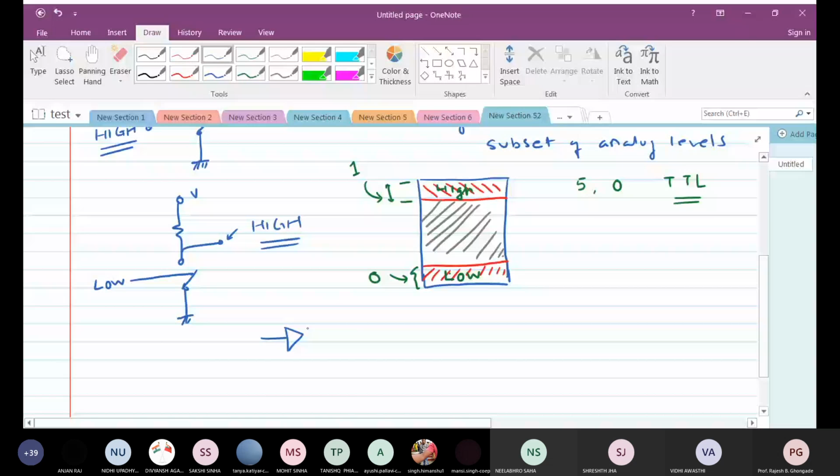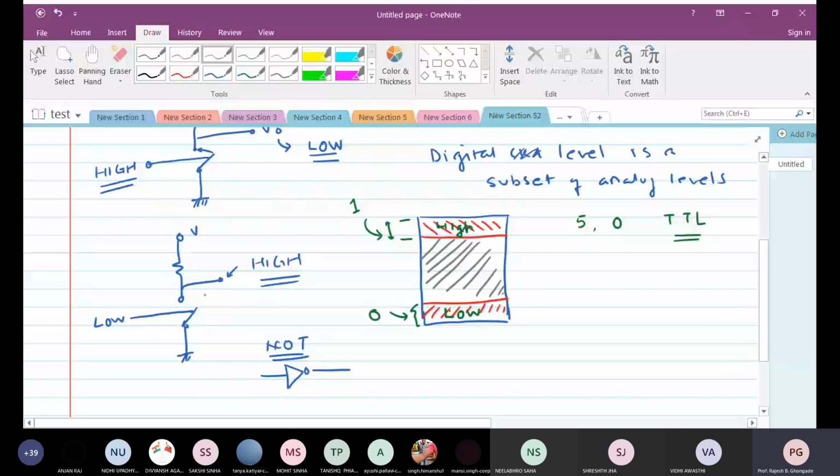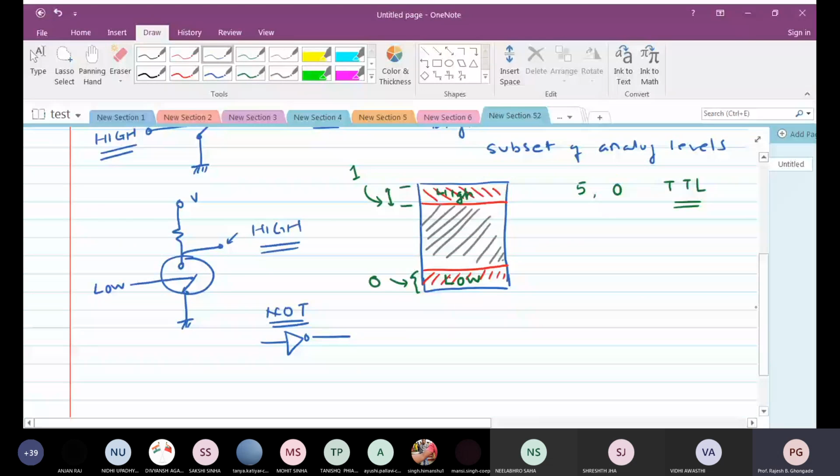So if I simply have a device which is being controlled by some other voltage at the input, I can realize a NOT gate. More about this tomorrow. I think we have already run out of time. But just remember these basic things. A simple thing would be to replace the switch with our MOSFET.